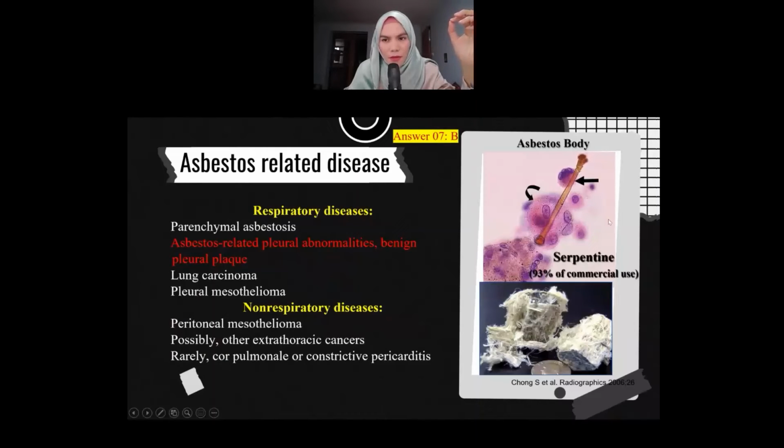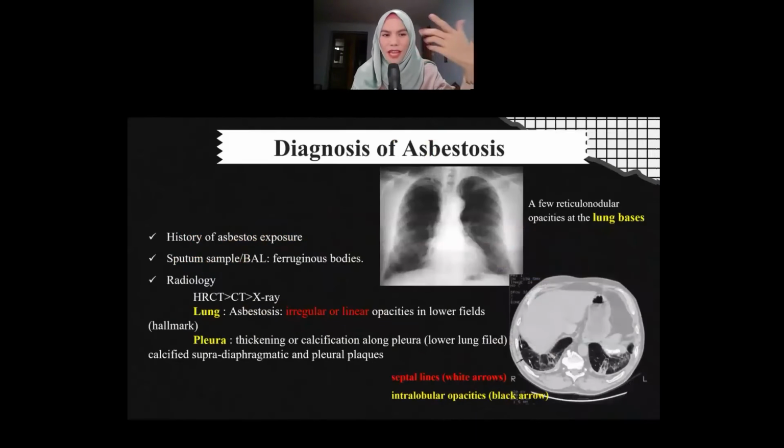An asbestos body in the bronchoalveolar lavage is coated by protein and iron, so we can call it a ferruginous body. The most common type of asbestos is serpentine, 90% of commercial use. The appearance is like cotton, curly and flexible, so it can be easily inhaled through the respiratory system. How to diagnose?